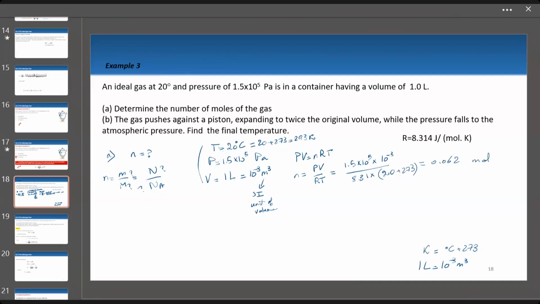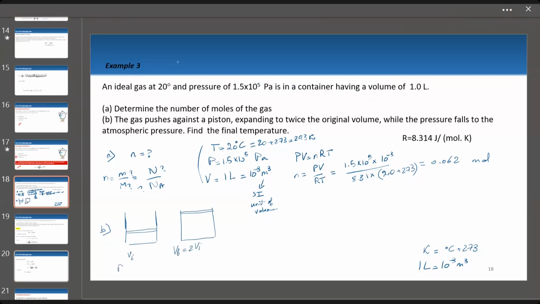In part B, the gas pushes against a piston, expanding it to twice the original volume. So this gas is in a container, and turns out this container is sealed with a piston, and pistons can be lifted up and down. So this gas expands to twice its volume. So if the piston was somewhere here, this is V initial, then V final is somewhere here, which is twice V initial. The pressure falls to the atmospheric pressure.